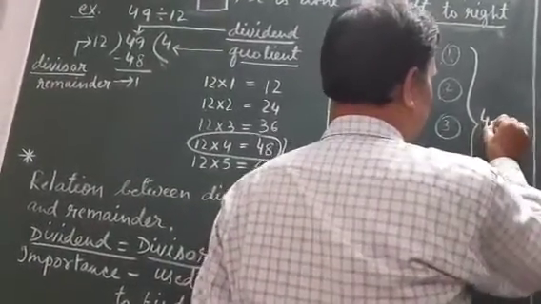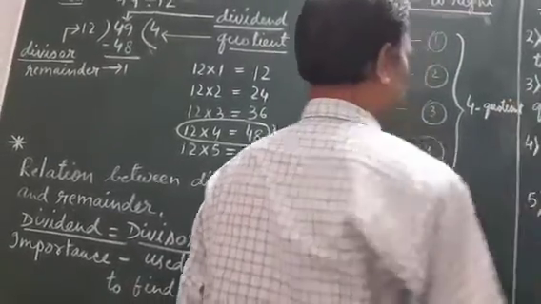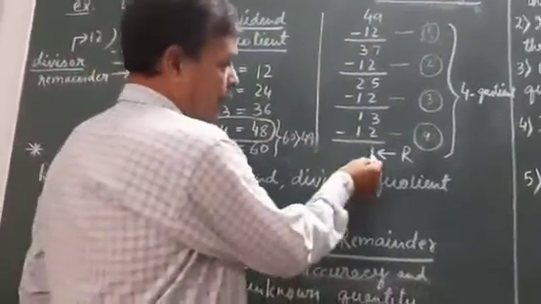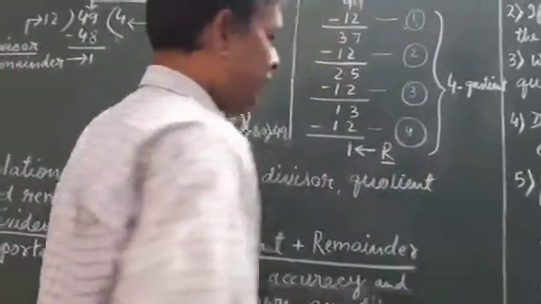So 4 is the quotient. And 1 which is left at the end is called the remainder. 1 is the remainder.